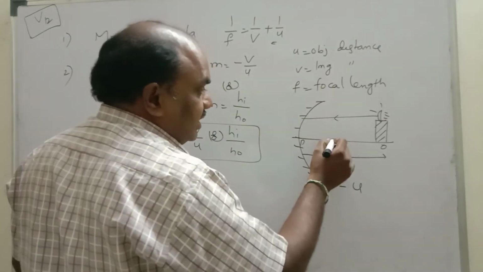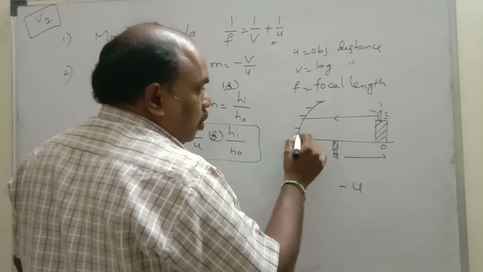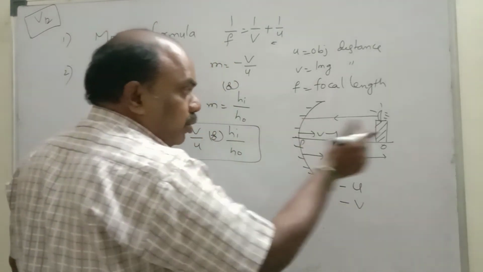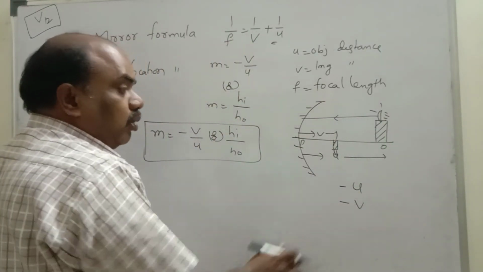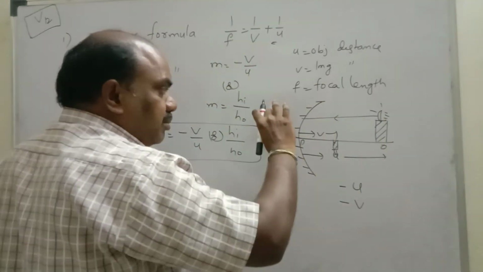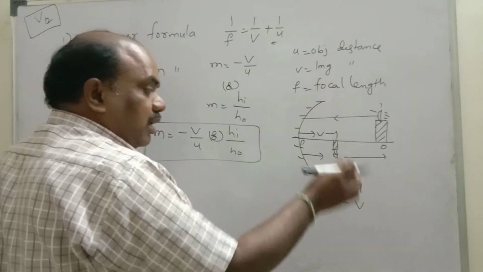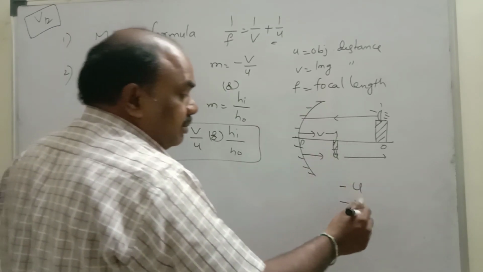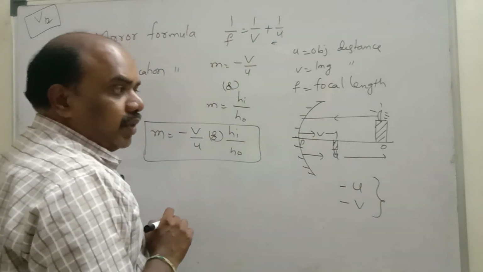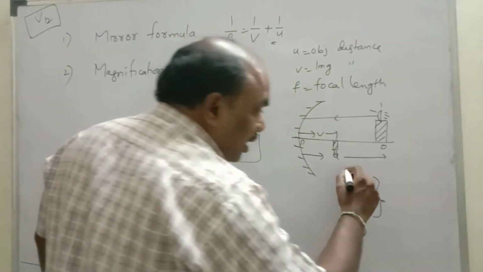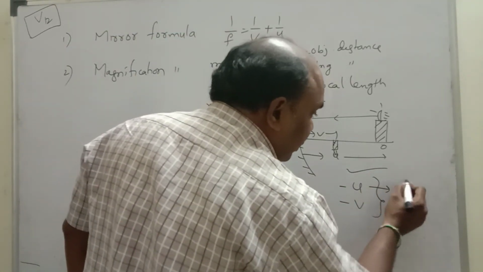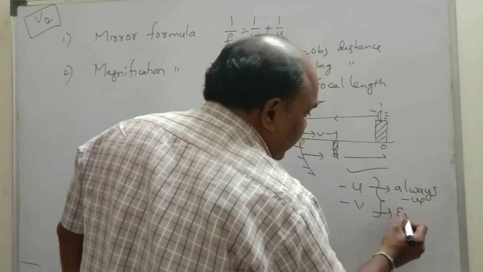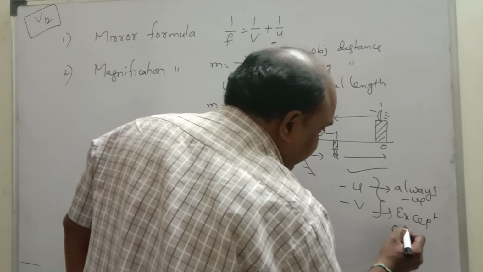Image distance, let us consider the image forms here. Pole to image is V, image distance also V negative. Measuring from the pole, compare with the parallel incident ray, negative. Only if the image forms on the other side of the reflecting side, then only V is positive. If the object is placed in between P and F, the image forms there. Except that case, in all remaining cases V is negative. For a concave mirror, by default, U is always negative.